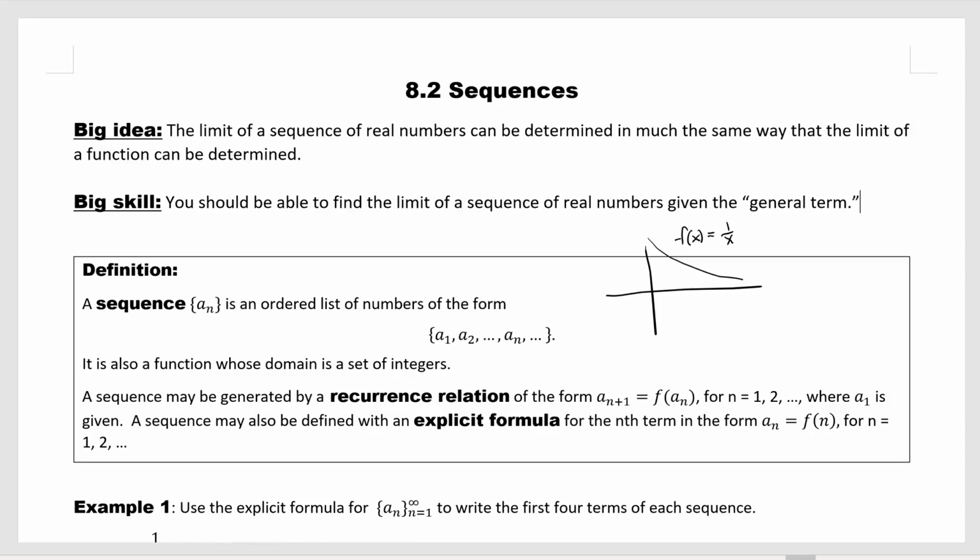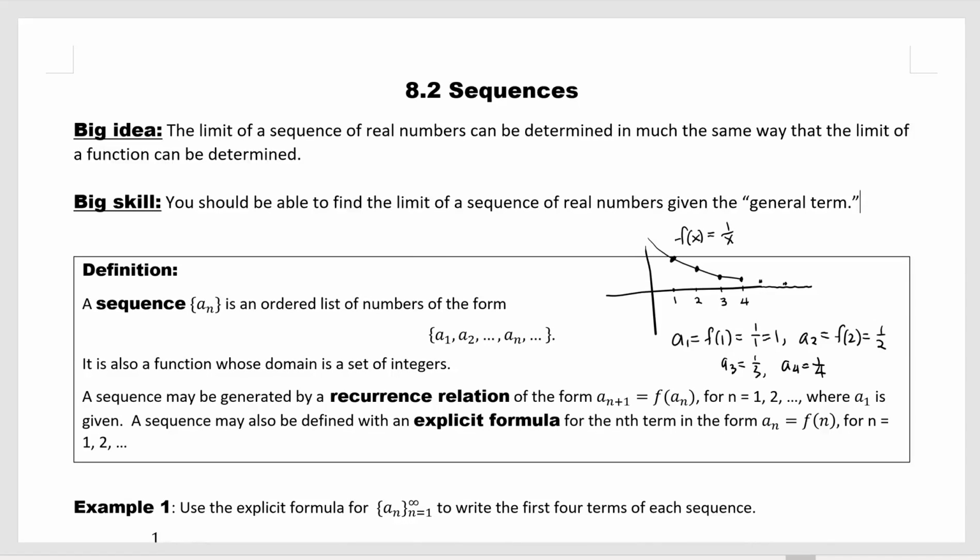Okay, but if we restrict the domain to be natural numbers 1, 2, 3, 4, then what is a1? So a1 is like f of 1. That's 1 over 1 is 1. a2 is what? a2 is f of 2, which is 1 over 2, right? Then you can also see a3 is 1 over 3. a4 is 1 over 4. Okay? So you actually get a list of points. Alright, so that is sequence.